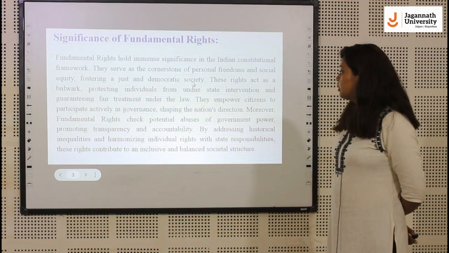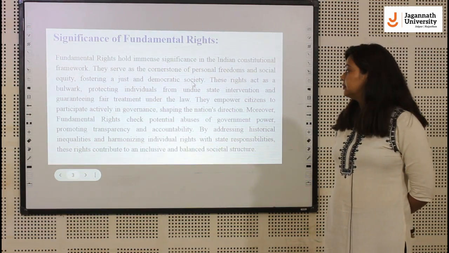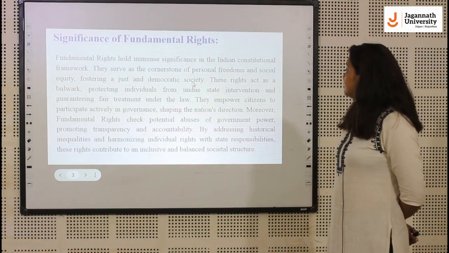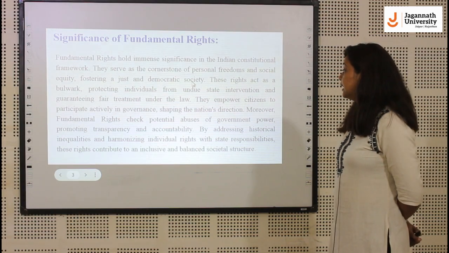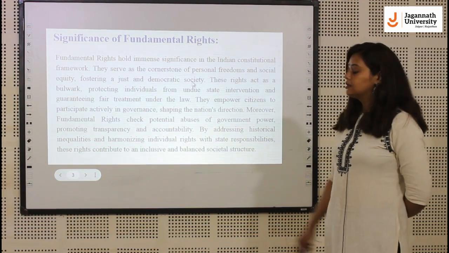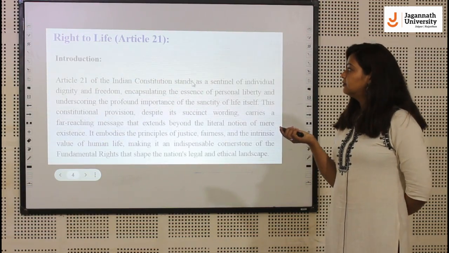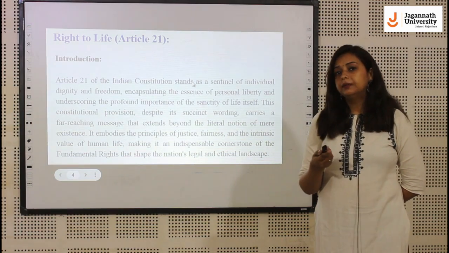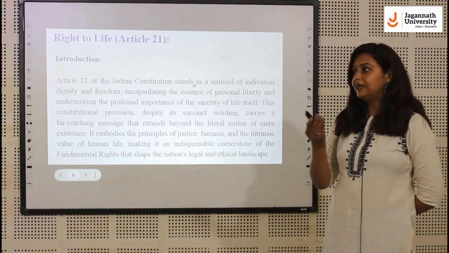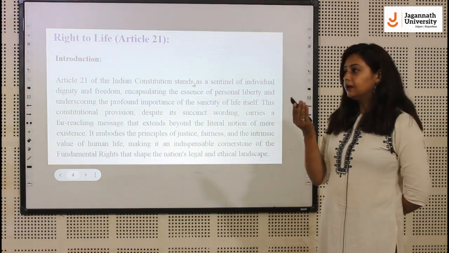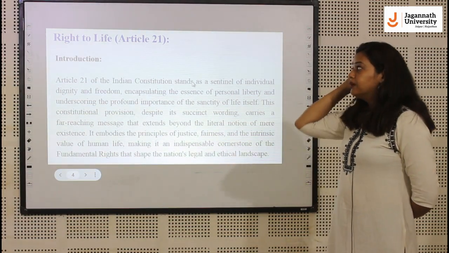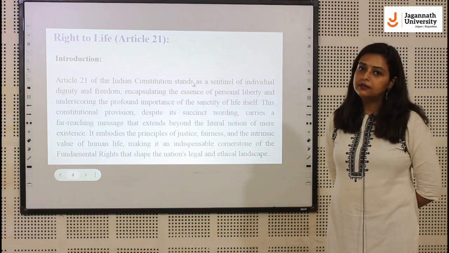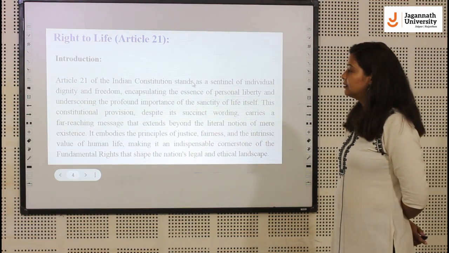By addressing historical inequality and harmonizing individual rights with state responsibility, these rights contribute to the establishment of an inclusive, balanced societal structure. I think significance is more of a role of fundamental rights toward the constitution, which plays a very huge importance towards individual rights as well. So first is right to life. We'll be discussing some fundamental rights here in the slides.